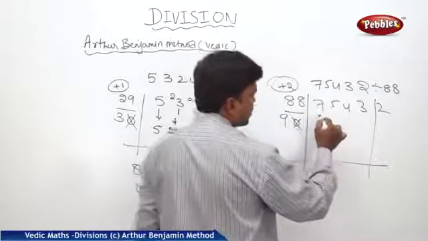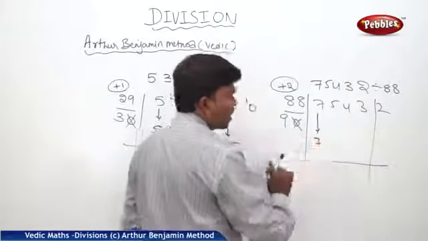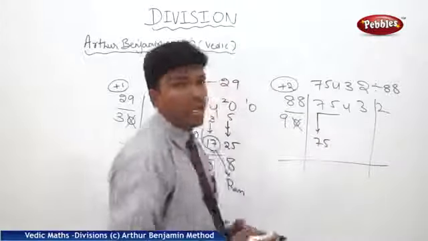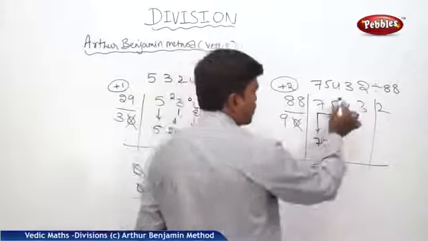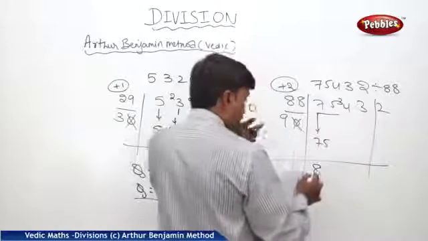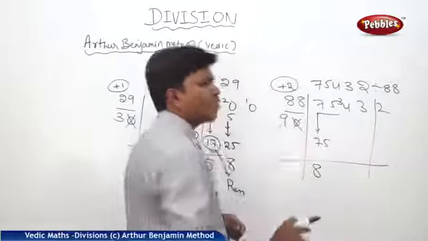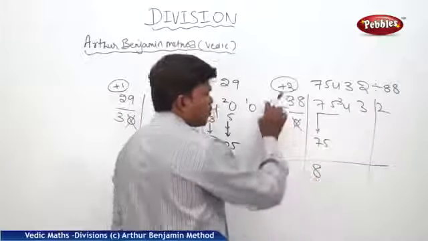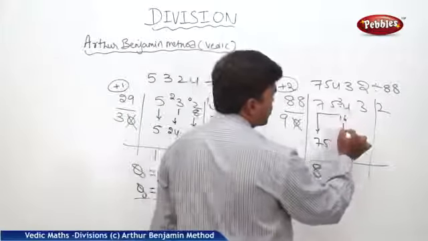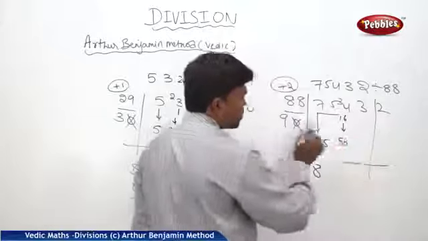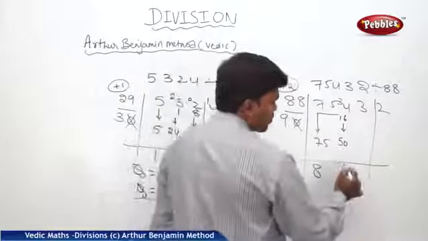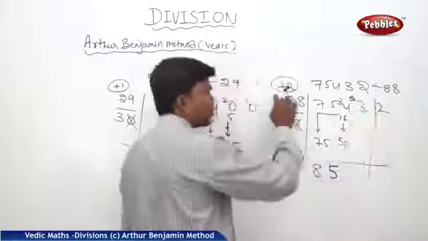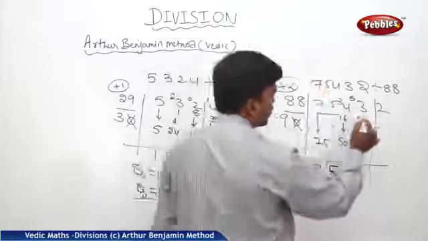So just take the first digit 7. 7, will it go in 9? No. So take 75 at a time. So 75, how many times does it go in 9? 8 times. 9 8s are 72, remainder 3. Now what I said, after dropping every quotient digit, multiply with the complement and add to the next number. 8 into 2, 16. So 34 plus 16 is how much? 50. How many times does it go in 9? 9 5s are 45. Remainder 5. Now 5 into 2 again. 5 2s are 10. Add it to the next number.